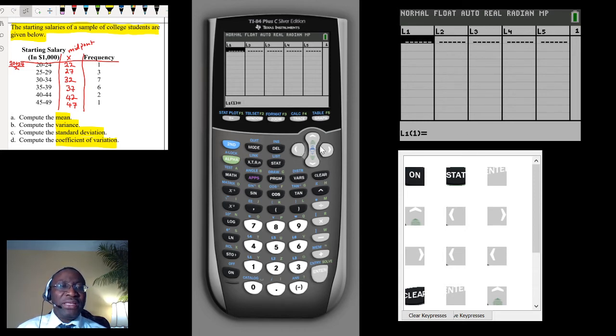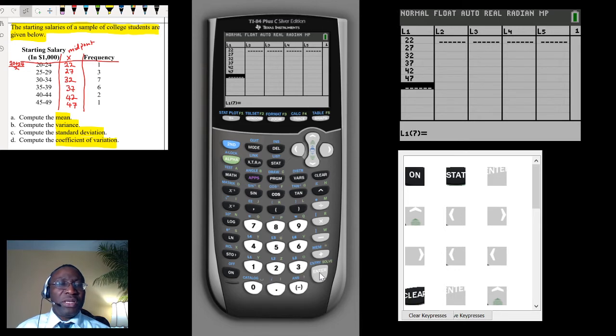Now bring your cursor to L1 and you can now enter the midpoints. So you would usually enter your midpoint as the X value under L1. So why don't we go ahead and work on that. We have 22, enter, 27, enter, 32, enter, 37, enter, 42, enter, 47, enter.